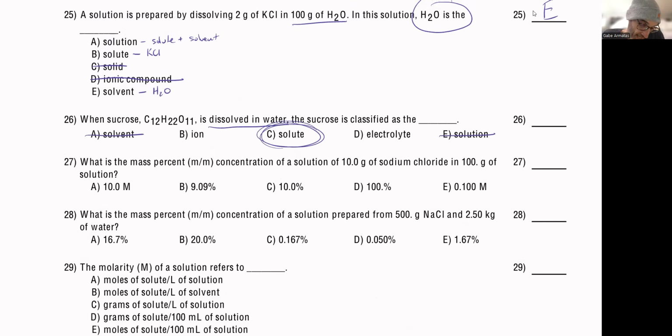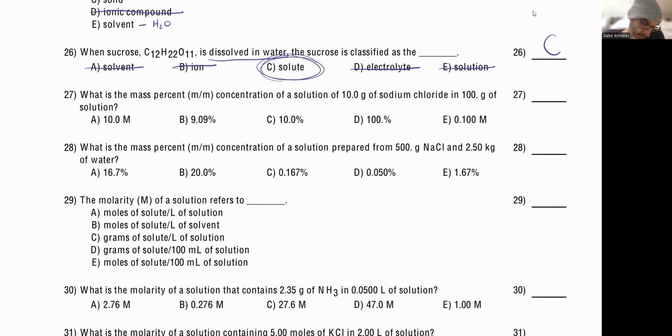It is not ionic. You need metals or polyatomics, ammonium, in order to be an ion. And it is actually not an electrolyte because it doesn't dissociate. It's not ionic. So both of these have to be true for it to be an electrolyte. So in this case, it is also the solute.